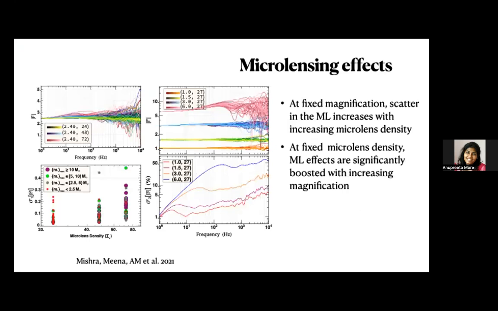Then we also specifically only change the microlens density, or here we only change the macro magnification, and then we again analyzed which of these factors are affecting most. And what we find is that changing the macro magnification of the images produces much more vivid, or stronger, effects of microlensing, meaning whenever an image already has a high magnification coming from the main strong lens, then the microlensing effects will also be boosted.